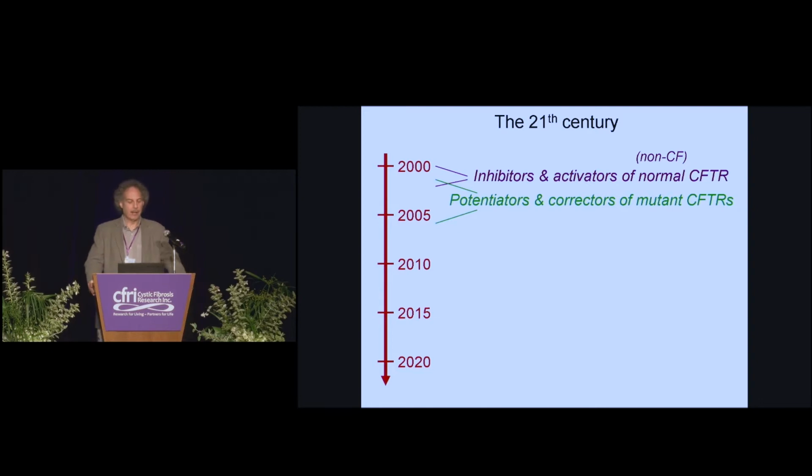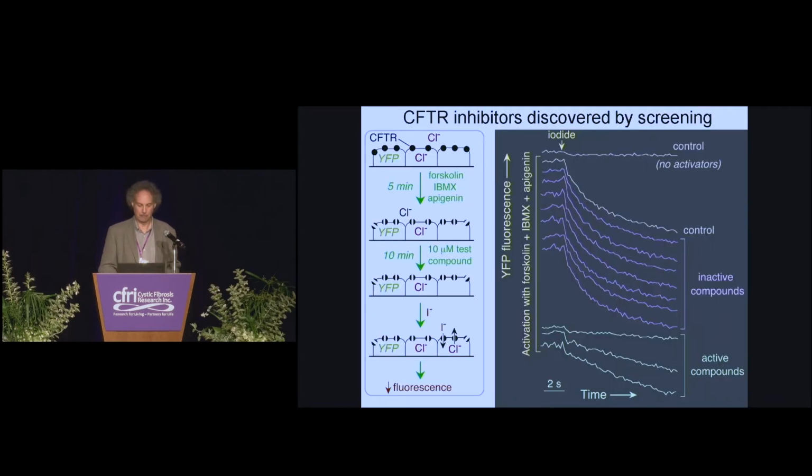And so using that, we looked at inhibitors and activators of normal CFTR, as well as potentiators and correctors of mutant CFTRs. I'll start with the former, inhibitors and activators of normal, that is non-CF, CFTR. Bob Bell and the foundation very strongly discouraged us from working on this because obviously it doesn't help to have an inhibitor of CFTR that would cause CF. But I'll try to convince you in a few minutes this was a worthwhile endeavor.